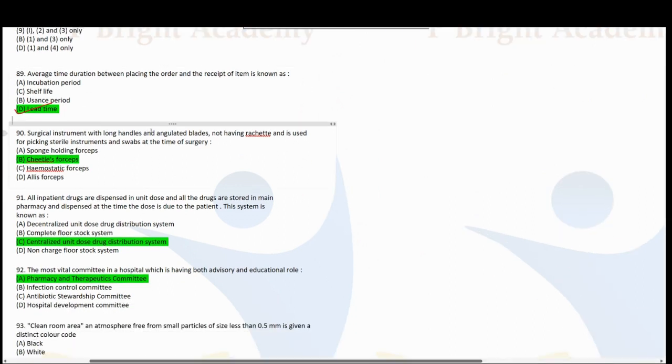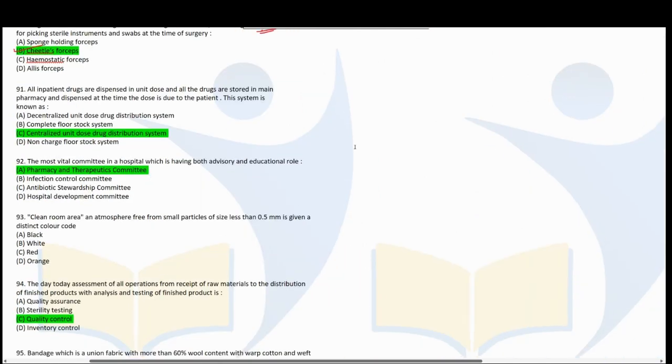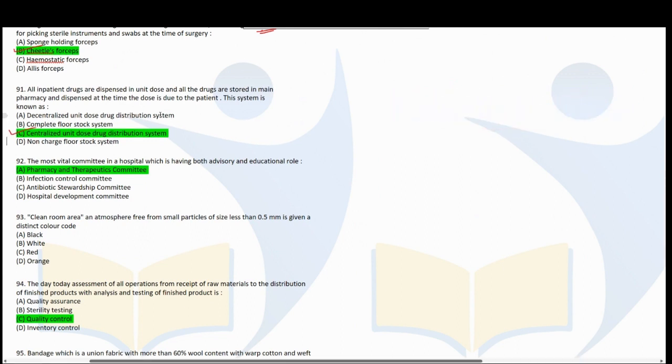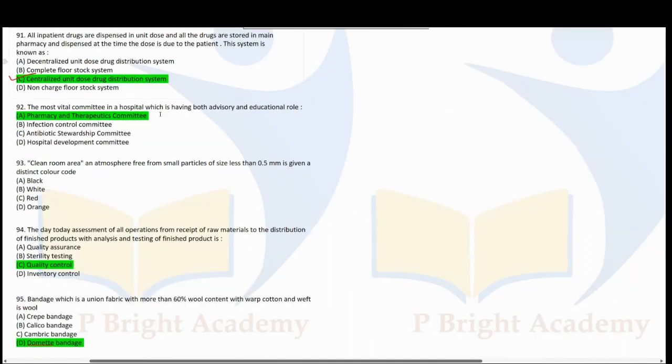Surgical instruments with long handles or angular blades, not having ratchet, used in picking sterile instruments and swabs at the time of surgery. Option B, jet tools for swabs, is the answer. All inpatient drugs are dispensed in unit dose and all drugs are stored in the main pharmacy, dispensed at the time the dose is due to the patient. The system is known as option C, centralized unit dose drug distribution system. Right answer. The most vital committee in the hospital, having both advisory and education role, is option A, the pharmacy and therapeutics committee.